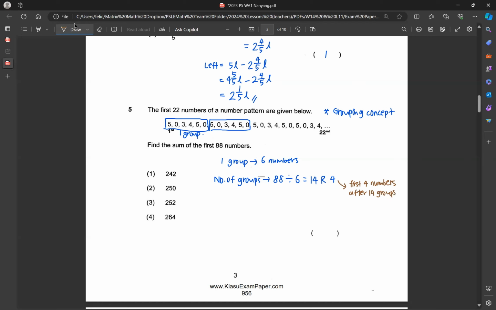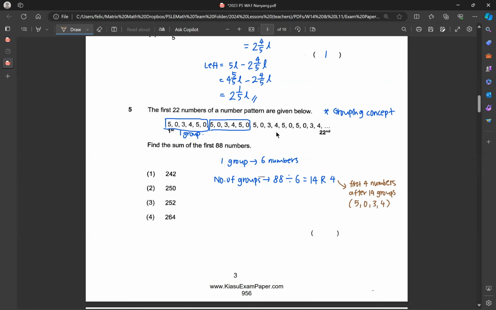Okay, but these first 4 numbers, I wouldn't say they are like the 15th group because they only exist as 4 numbers, so they cannot be another group itself. So it's basically just 4 individual numbers on their own. So what are these first 4 numbers? If you look at the sequence, the first 4 numbers will be 5, 0, 3, 4. Correct? If you look after the group, same thing, 5, 0, 3, 4. So your first 4 numbers is this.